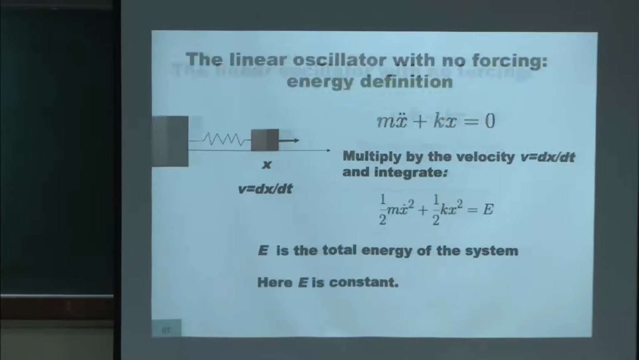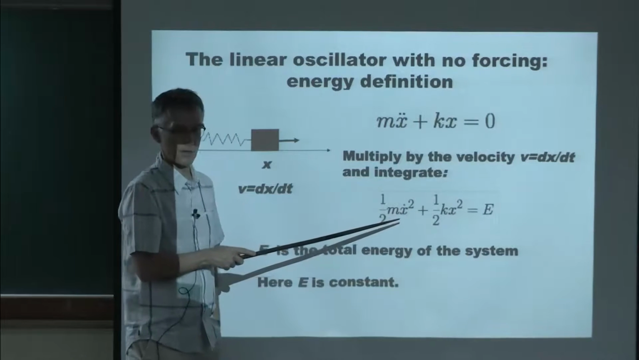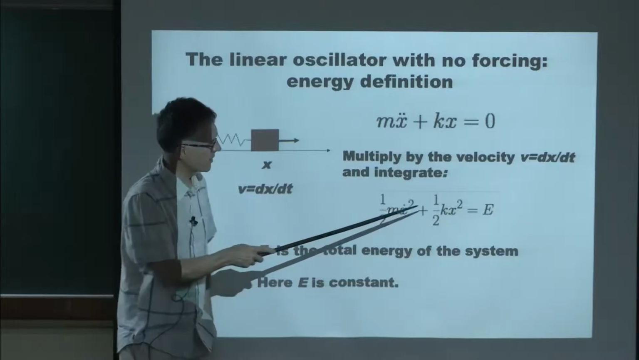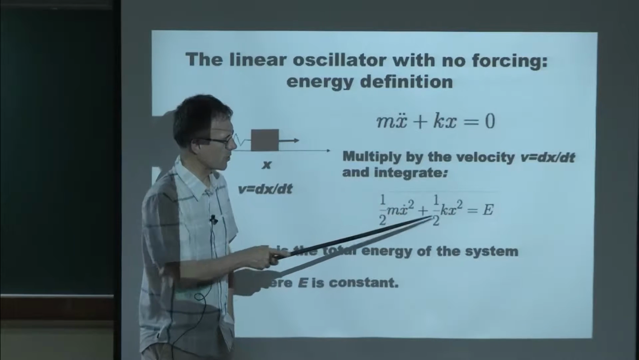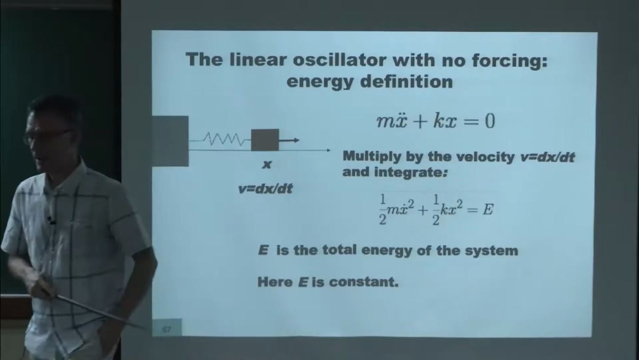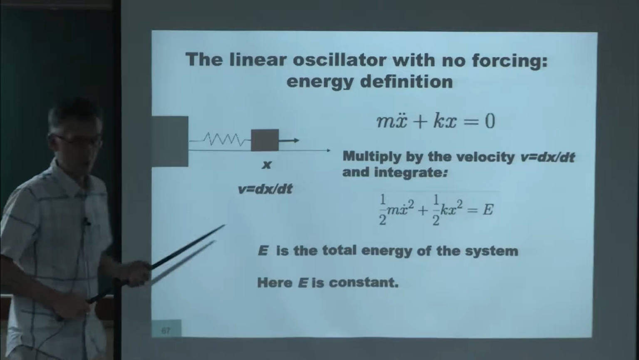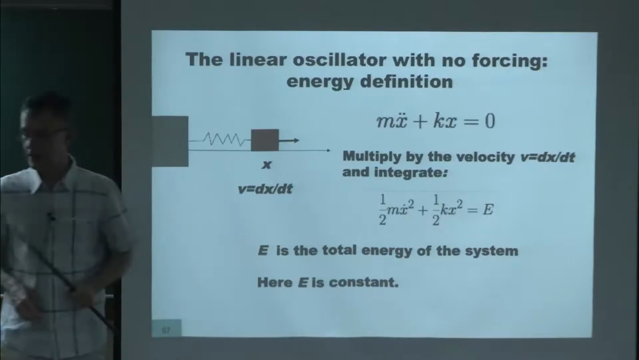But there is another way of looking at this problem: let's not integrate this equation. Let's multiply it by v and integrate it, just to find an energy of the system. What we see here is that E is a constant. It's the sum of the kinetic energy and the spring energy, and this is constant. It does not give you the solution. It's just telling you that there is something which is conserved, which is E.